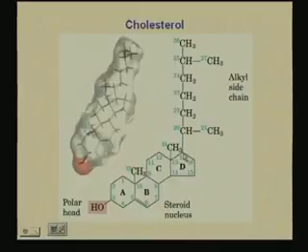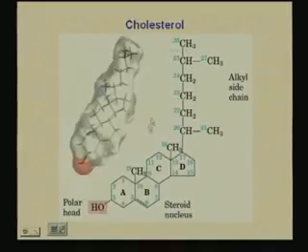Then we have 2 methyl groups attached, one to carbon 13 and one to carbon 10. These are numbered 18, the one attached to 13, and 19, the one attached to 10. Then we have the alkyl side chain, where we have a methyl group attached to the first carbon atom and a methyl group attached to the last carbon atom in the alkyl side chain.